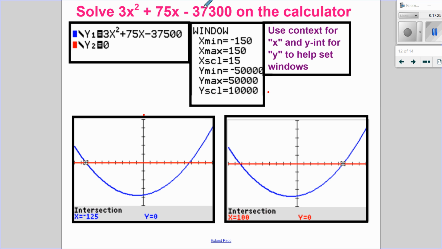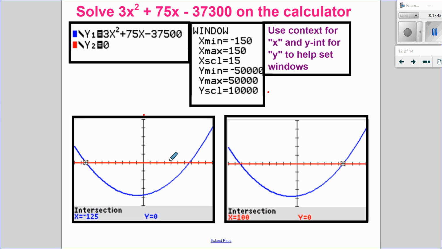So I put my equation into my calculator, 0 into y2. I have to adjust my windows. So using context and your y-intercept, you can help set your windows. So looking at your equation, you know your y-intercept is all the way down at negative 37,500. So you just want to make sure that that is included. That's why I went to 50,000. So I have my solutions ready to go.